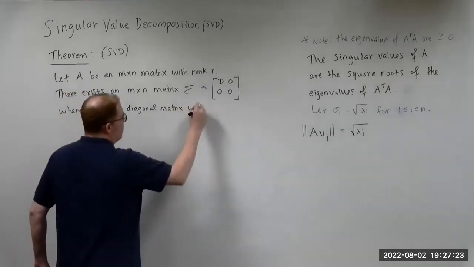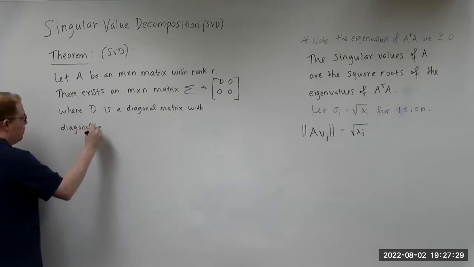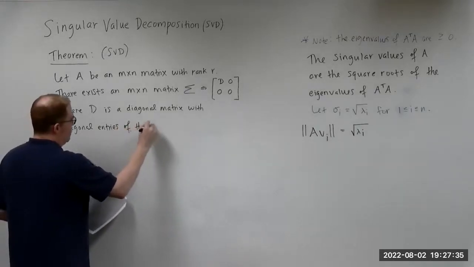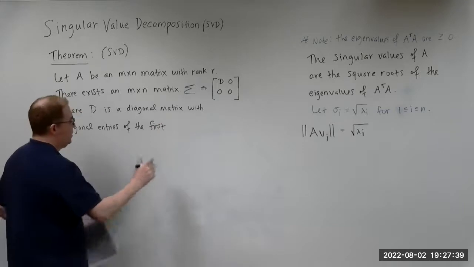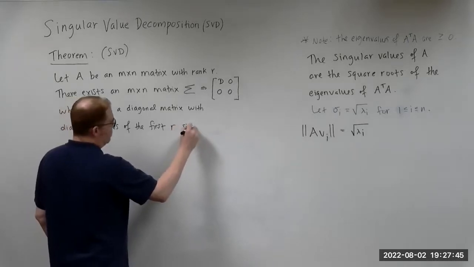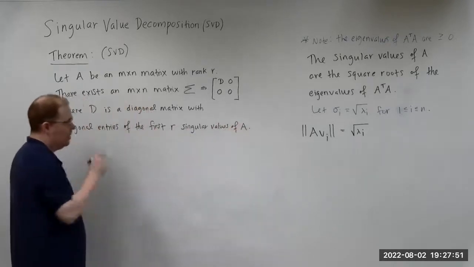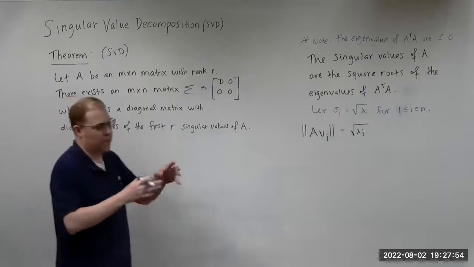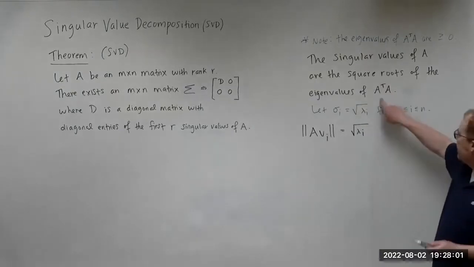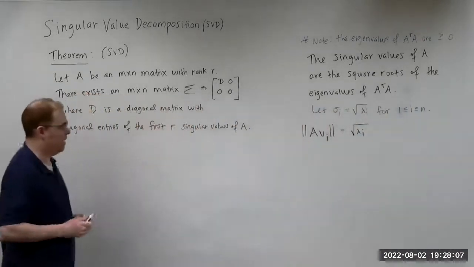With diagonal entries of the first R singular values. And again, the way those singular values are obtained is by taking the matrix A and transposing it, and then multiplying by A, and finding those. So you're finding the eigenvalues of this matrix, and then taking the square roots. Those are called the R singular values of A.